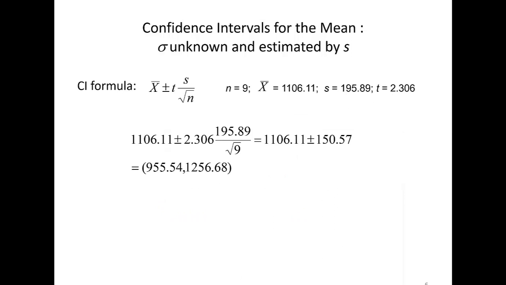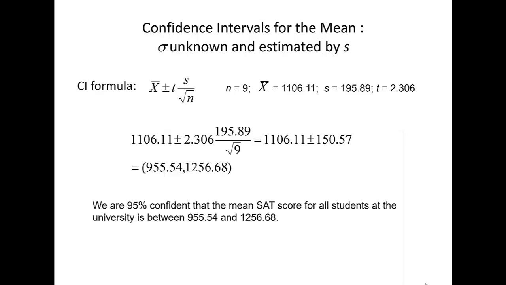So we just plug that number in, and all the calculations are basically the same as what we did last time. We get 1106.11 plus or minus 150.57, and that gives us an interval of 955.54 on the low end and 1256.68 on the high end. And so we can say that we're 95% confident that the mean SAT score for all students at the university is between 955 and 1256.